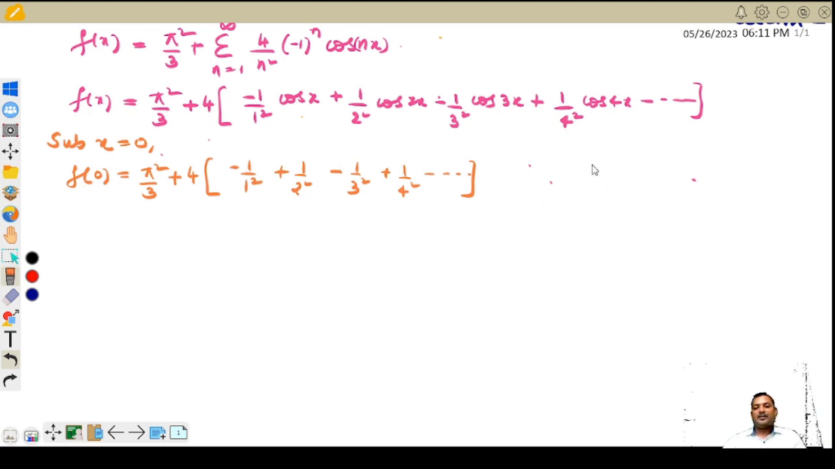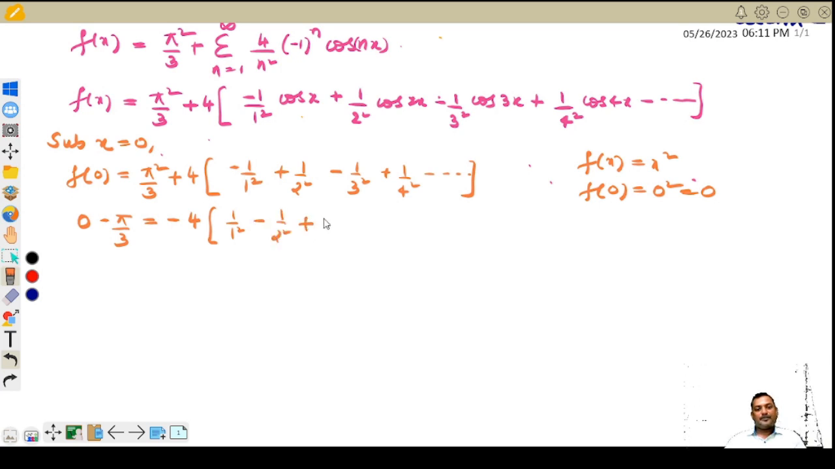Now, what is the value of f of 0? Students, we know that f of x value is x square. By substitution of x equal to 0, you will get 0 square, or 0. So this is 0, okay. And transferring pi square by 3 to the left side, it will become minus pi square by 3. So what is left here? Left is 4. You can take minus common here. So you will get 1 by 1 square minus 1 by 2 square plus 1 by 3 square minus 1 by 4 square plus so on.